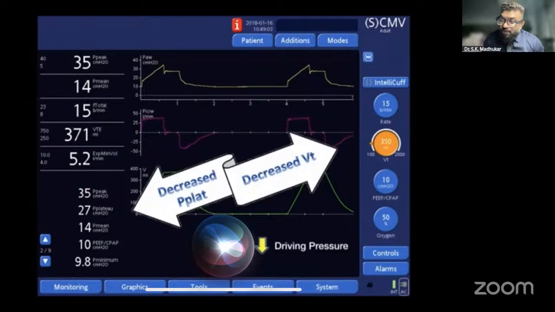So what we will have to do is decrease the tidal volume. Once you start decreasing the tidal volume, the driving pressure will decrease and the plateau pressure will also decrease. And this is called linking tidal volume to the lung compliance. And this is what the lung protective ventilation strategy is.